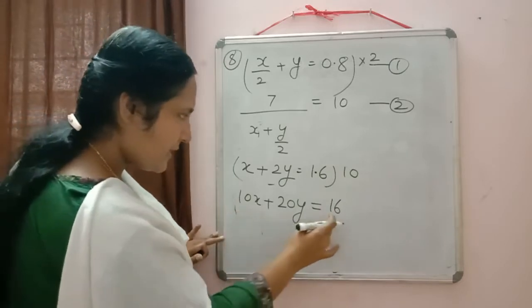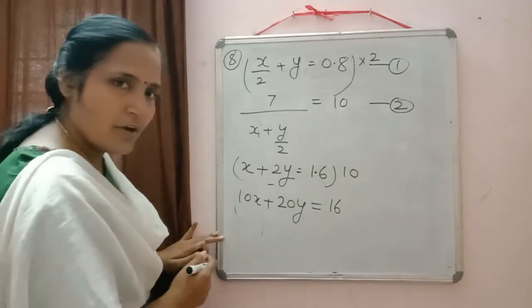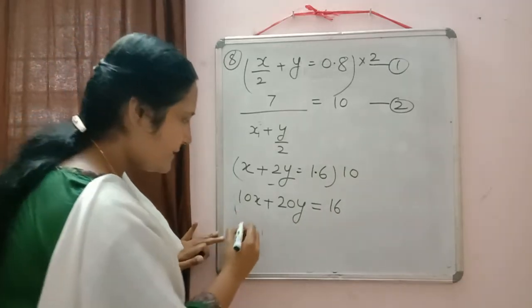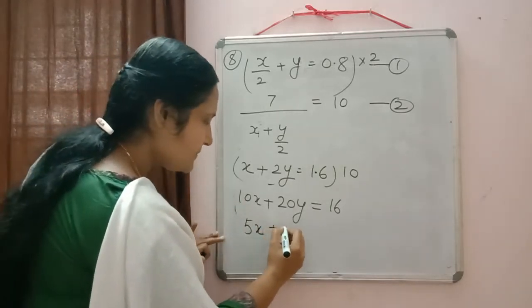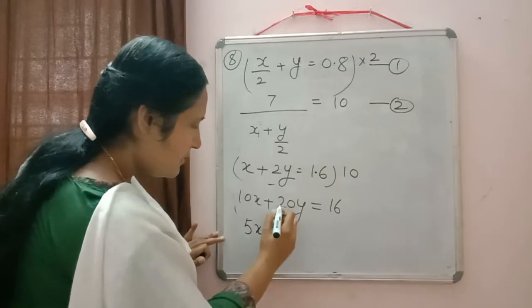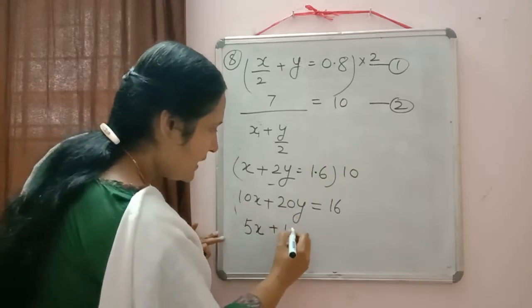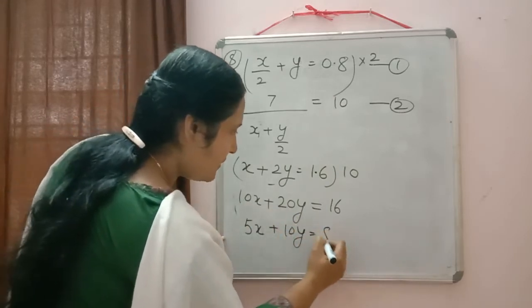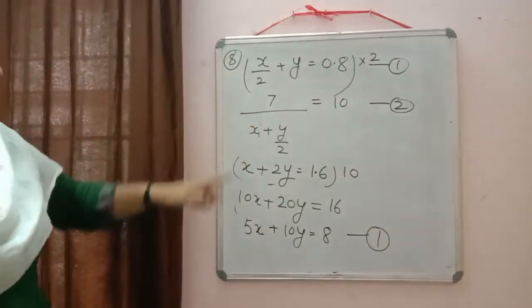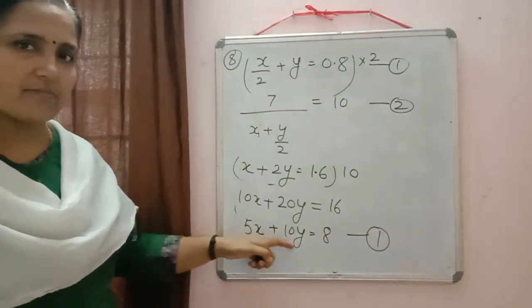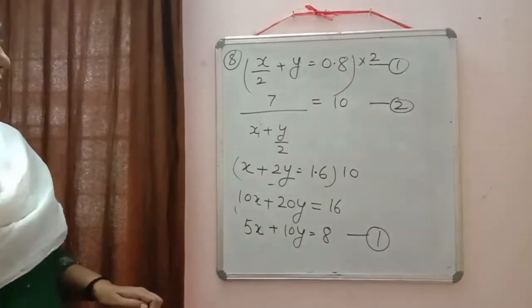You can check all the expressions are divisible by 2. So to make it simple, we can divide by 2. So 5x plus 10y is equal to 8. Make it equation number 1. Now the equation 1 we rewrite in this way: 5x plus 10y is equal to 8.